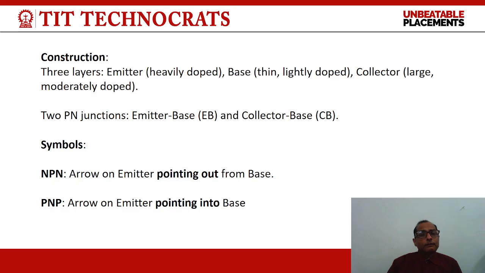Now symbols for NPN will be arrow on emitter pointing away from base, and for PNP it is arrow on emitter pointing into the base.